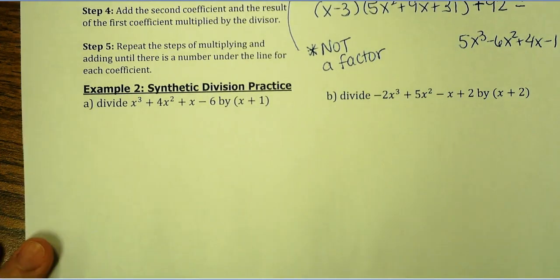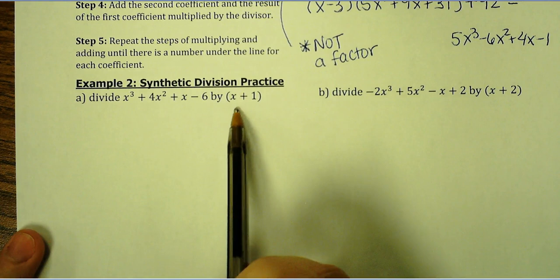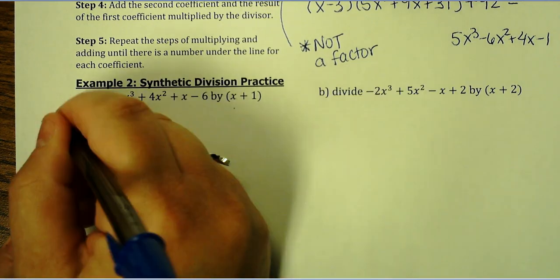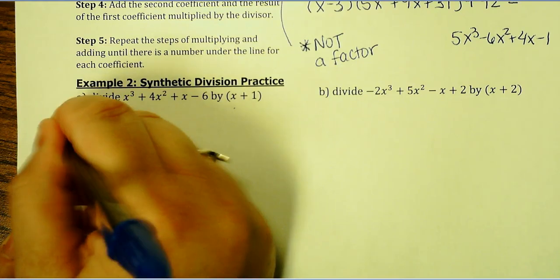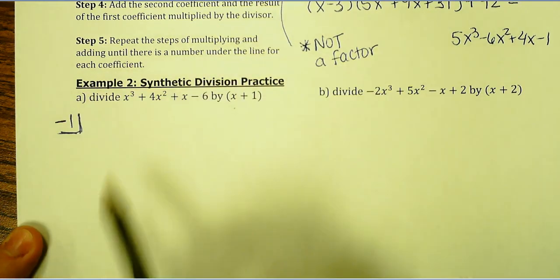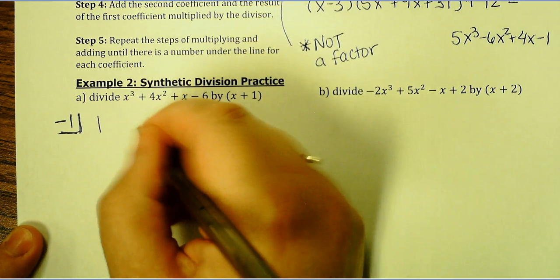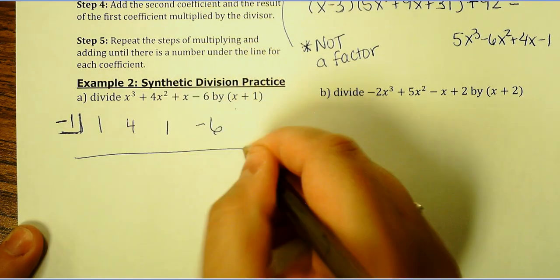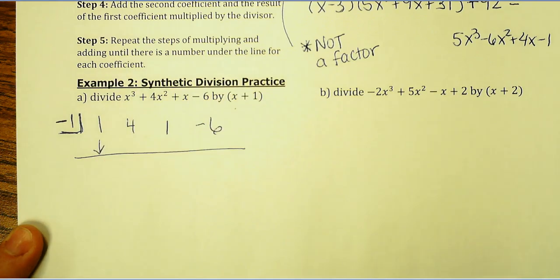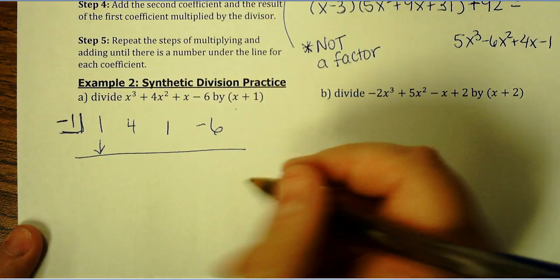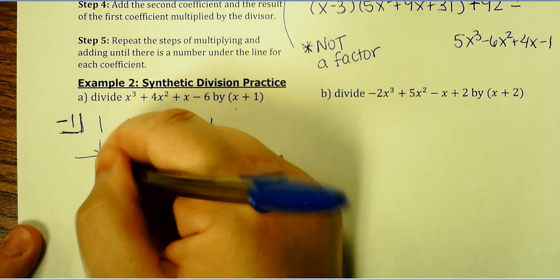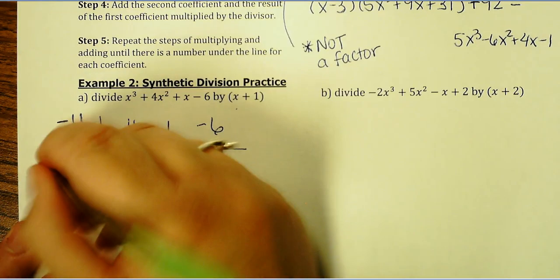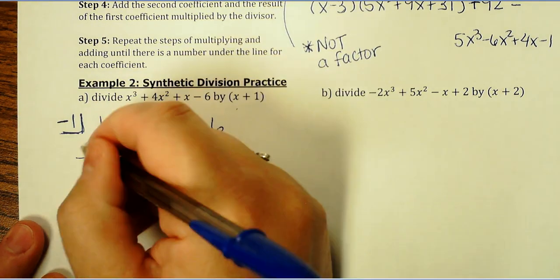So here's my example. I'm going to divide this polynomial by x plus 1. So if that's a plus 1, I'm going to change this to be a negative 1. And we're going to write down the coefficients. So I have 1, 4, 1, and negative 6. First thing I'm going to do, bring down whatever that first coefficient is and just copy it under the line. So this is 1. And then you are going to put a little plus sign here.